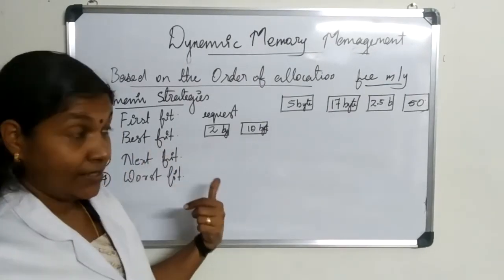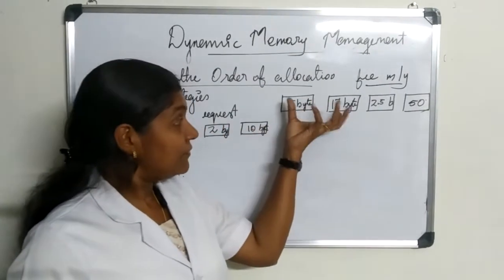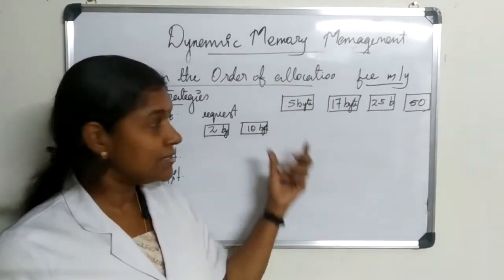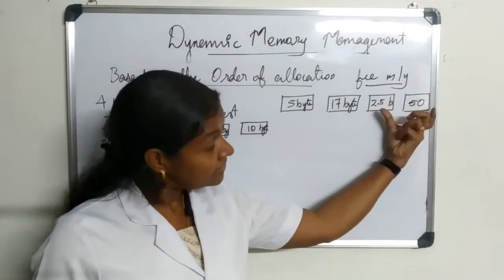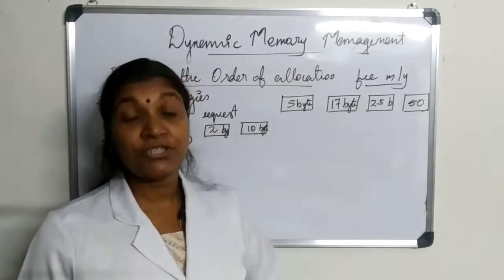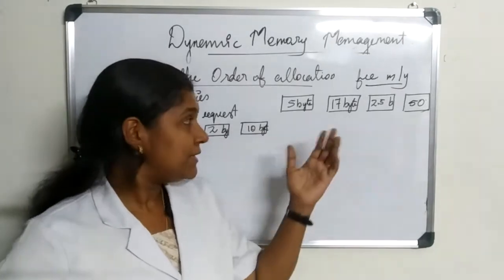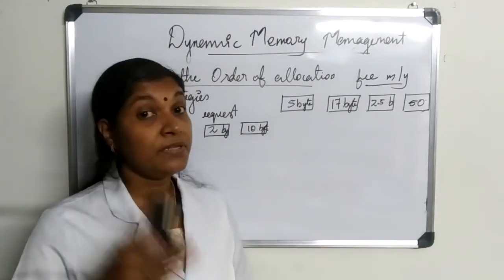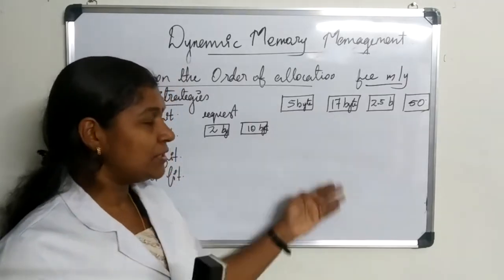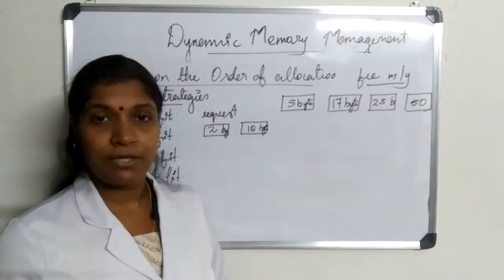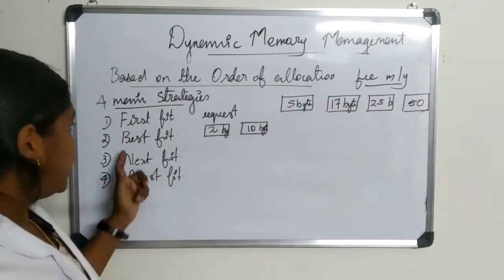Then the best fit. Instead of allocating the very first block which can satisfy the incoming request, it would search for the best memory area which can create less residue, or it will consider the case where it can reduce the chance of internal fragmentation. So the best suited memory would be found and allocated for the requested area. So that is best fit.